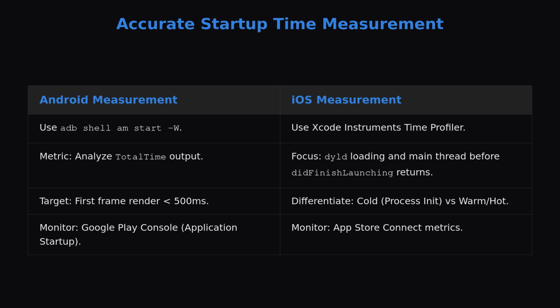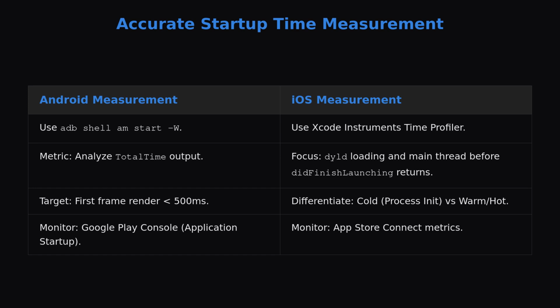For iOS, utilize the Xcode Instruments time profiler, focusing intently on the dynamic linker loading phase and the main thread execution time before application didFinishLaunchingWithOptions returns. Establish a strict performance budget, targeting under 500 milliseconds for the initial frame render.